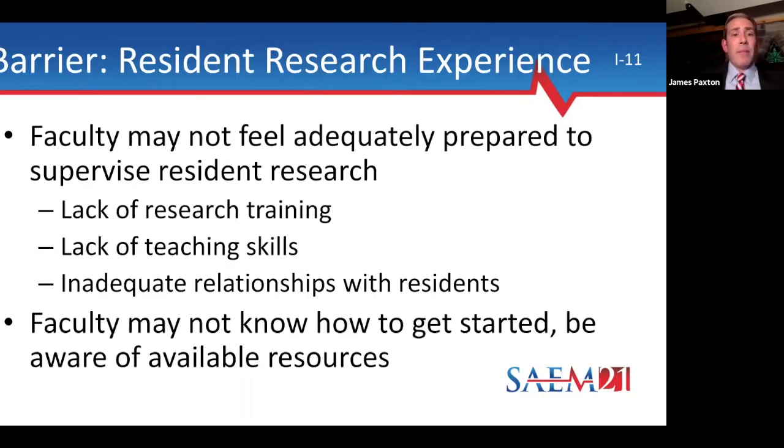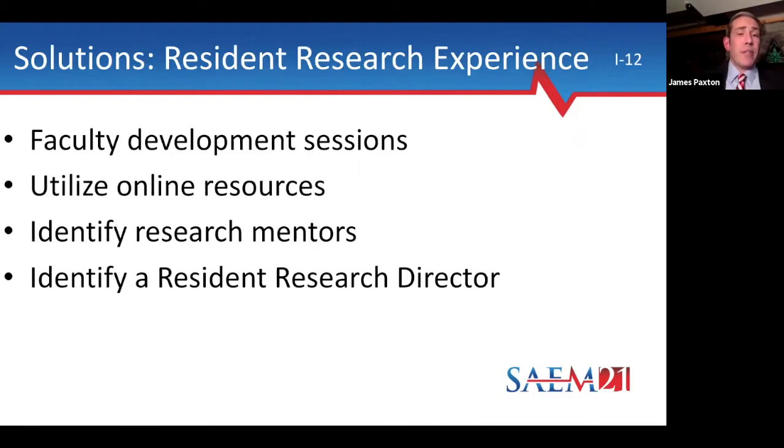I think people don't feel adequately experienced to supervise residents. Maybe they don't have research training. Maybe they don't have teaching skills, or they don't think they do. Maybe they don't really know the residents and they don't think that they can empathize and identify with the residents well enough. They may not know how to get started. It's intimidating. Working with residents can be challenging, right? Because you're teaching something that you may not even yourself be that sure of. So I think it's important to get over this barrier.